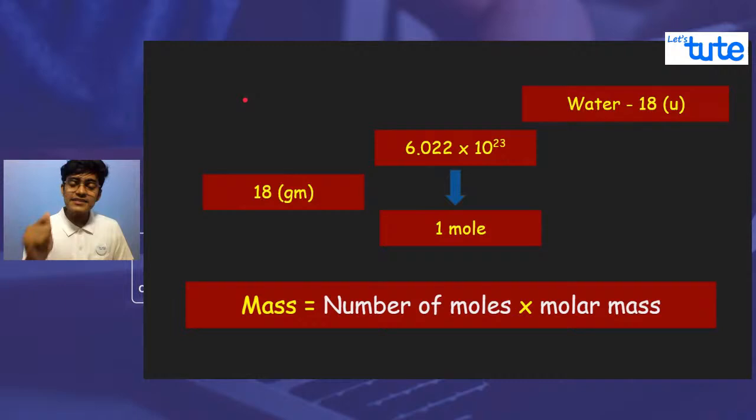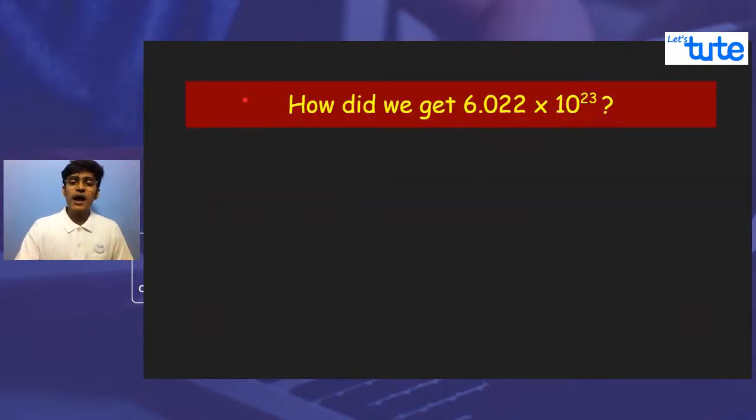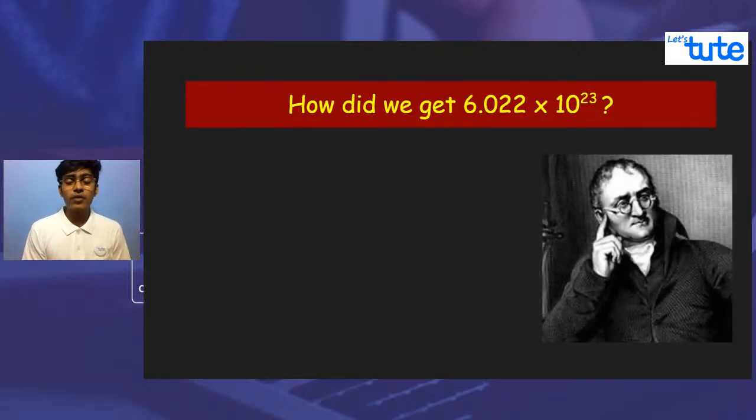This number was actually found out experimentally, by various experiments, and the scientist is Avogadro. In his respect, this particular number is named Avogadro's number, or Avogadro's constant. So 6.022 into 10 raised to 23 is Avogadro's number. I hope this is very clear to you.